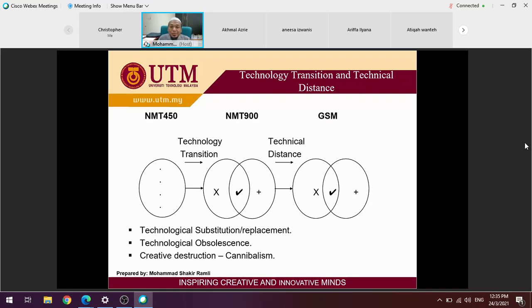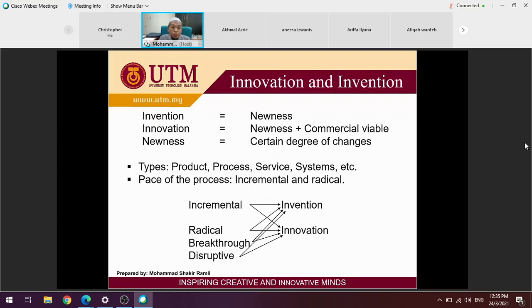This is what I'm supposed to talk to you about today: technology transition or technical distance. As I mentioned to you, invention or innovation means a certain degree of change or a certain degree of newness.